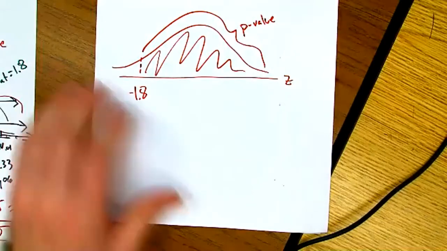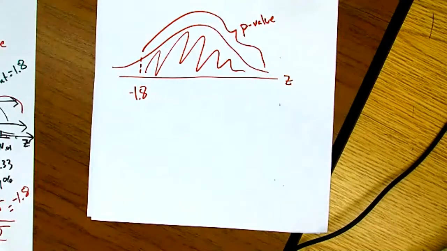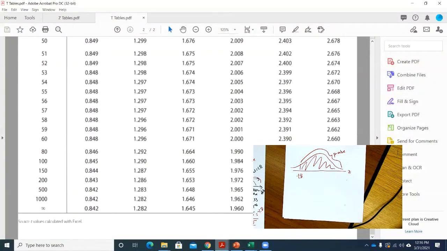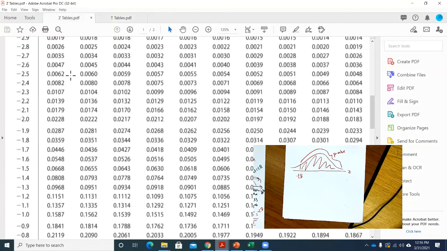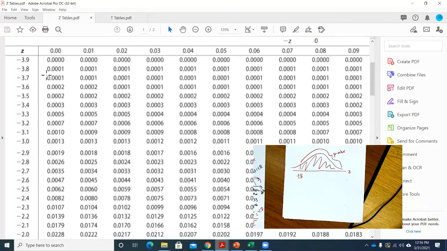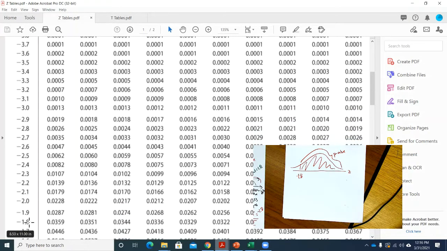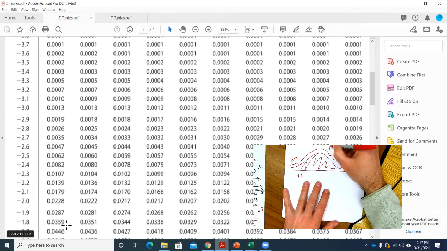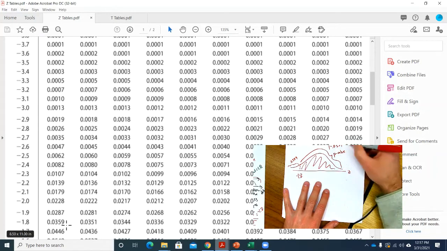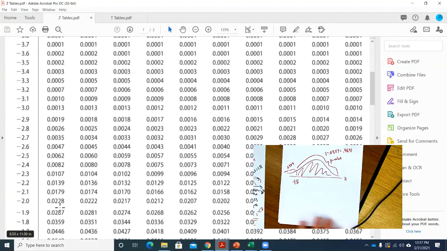Well, I can look this value up on my standard normal table. Not the t table, I want the z table. So I had negative 1.8, 0. Remember that 0 is that first column. So negative 1.8, 0.0359. But that's the area to the left. I'll need to subtract that from 1 to get the area to the right. So what is this, 0.9641?